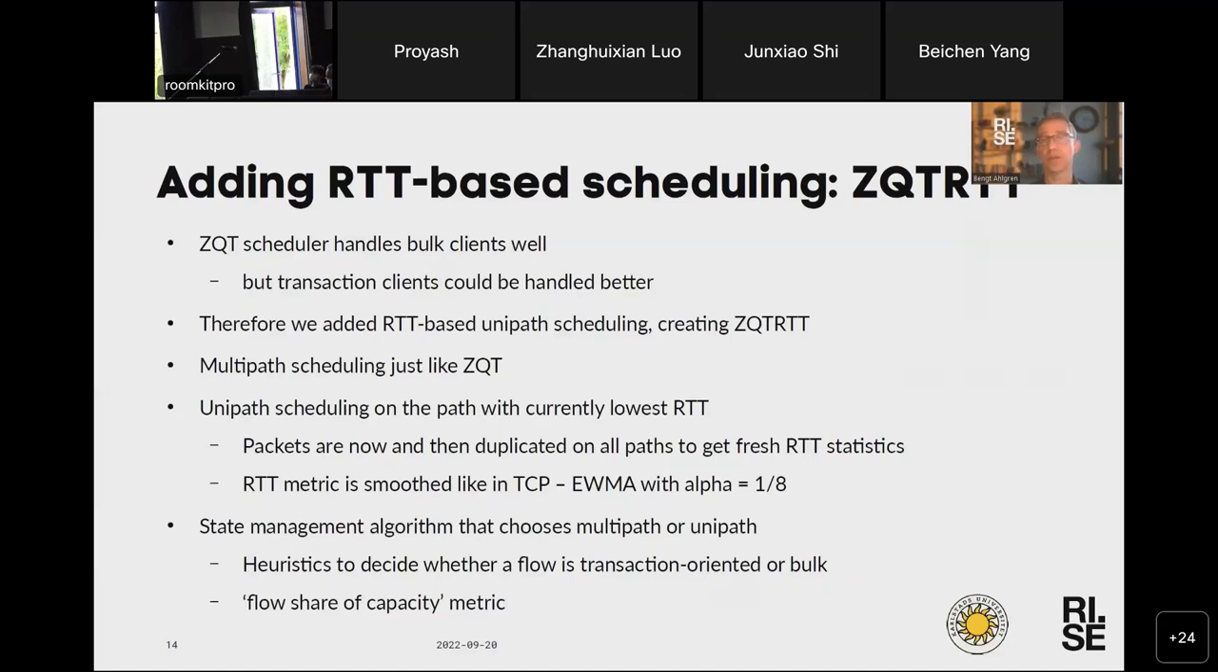To get RTT statistics from all the paths, we now and then duplicate packets on all paths. The RTT metric is smoothed like in TCP with an exponential weighted moving average with alpha 1/8. And we have a state management algorithm that uses a heuristic that we call flow share or capacity to decide whether a flow is transaction oriented or not. The details are in the paper.